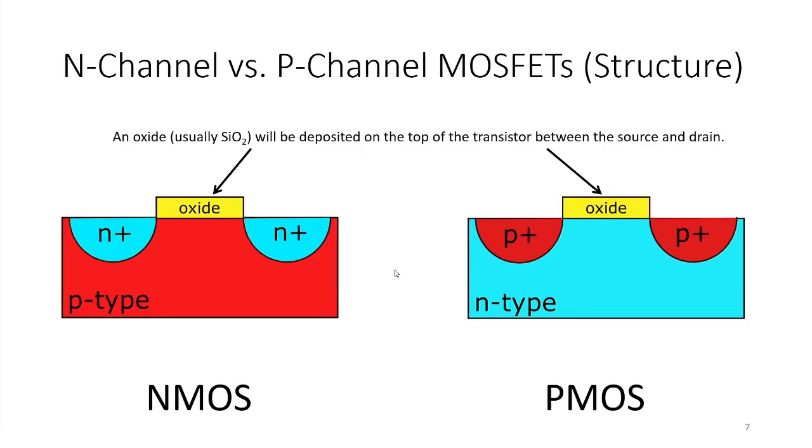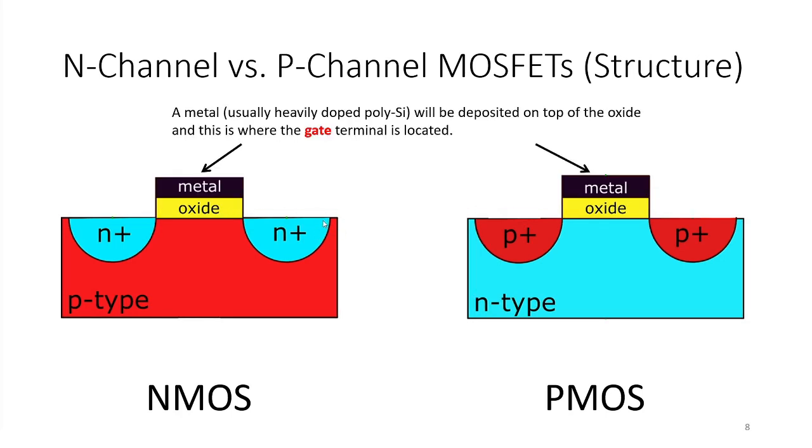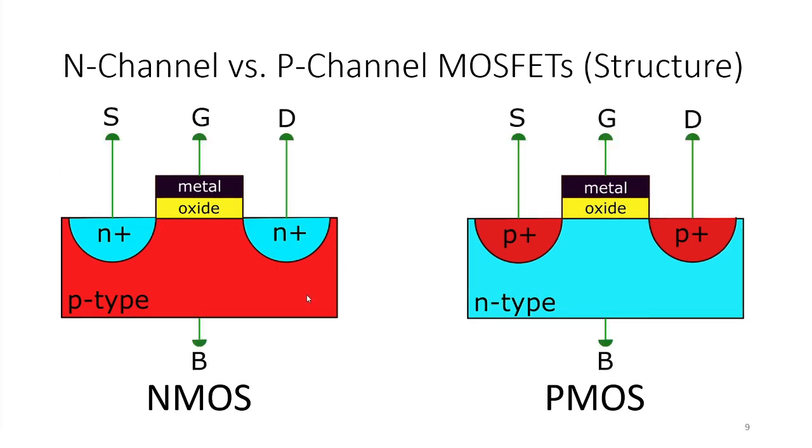And then there is an oxide that will be deposited on top of the transistor between the source and drain, which is shown here. Usually for real MOSFETs, silicon dioxide is used for this. And then a metal, shown here, which is usually heavily doped polysilicon, will be deposited on top of the oxide, and this is where the gate terminal is located. So this is the basic structure of a MOSFET, and we can label them as shown here.